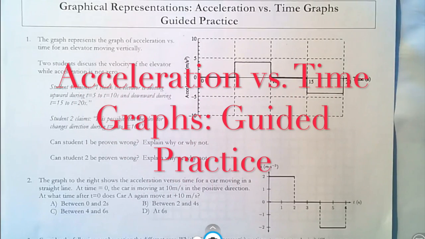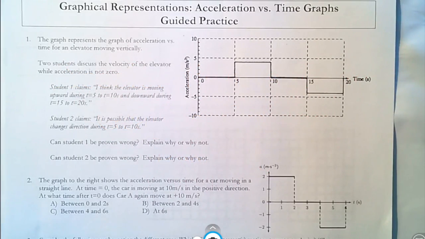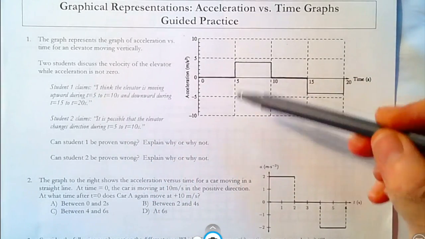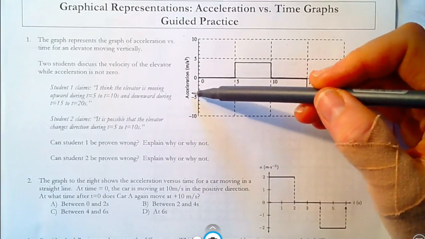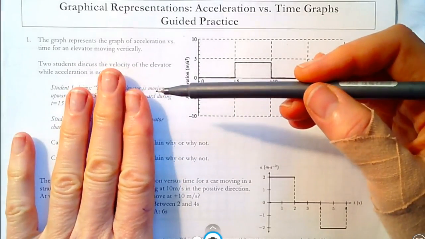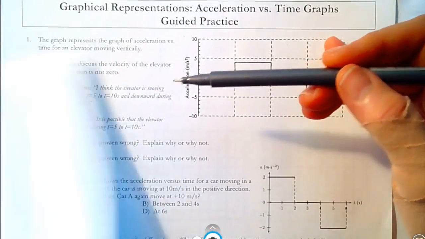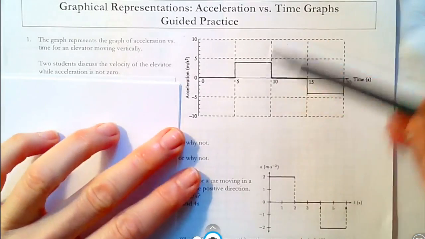The graph represents acceleration versus time for an elevator moving vertically. Two students discuss the velocity of the elevator while the acceleration is not zero. So even before you read these claims, let's take a look at the graph and interpret it for ourselves, because sometimes after you read what somebody else thinks, it tends to sway our thinking. So I'm going to cover that up, and I'm just going to take a look.